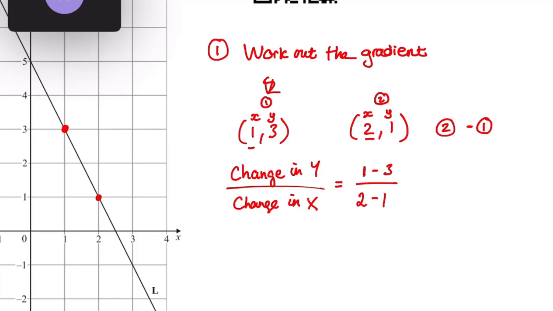Okay, so 1 minus 3 is going to be minus 2. And then 2 subtract 1 is just 1. Minus 2 divided by 1 gives you minus 2. Okay, so your gradient is minus 2. So we've worked out the gradient.